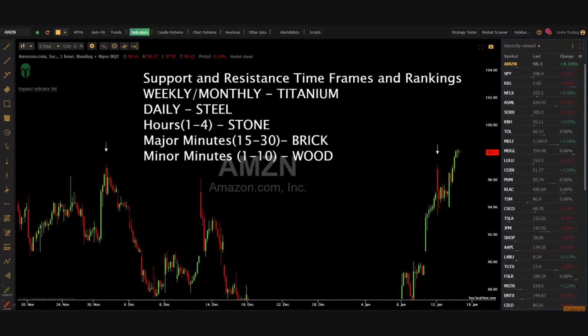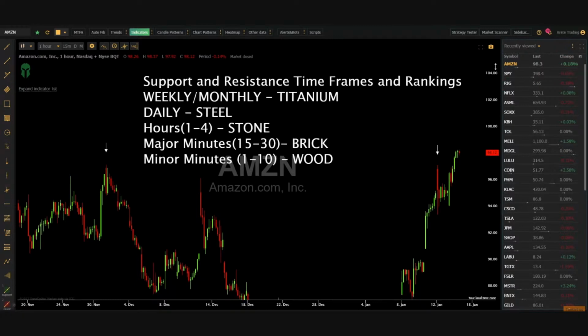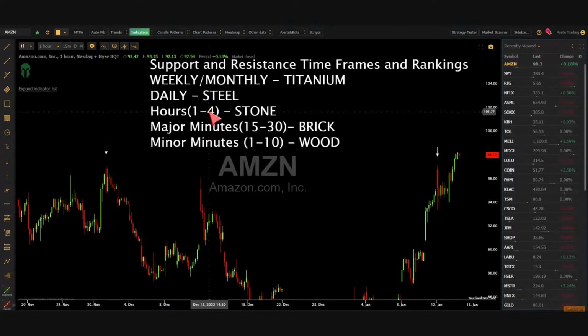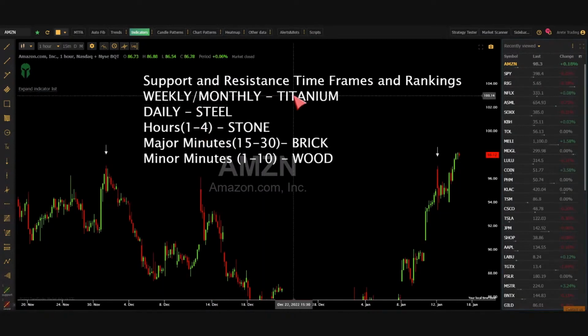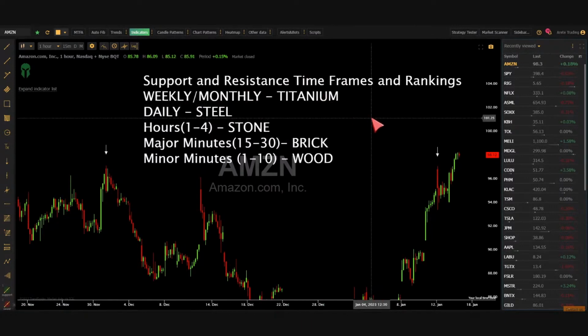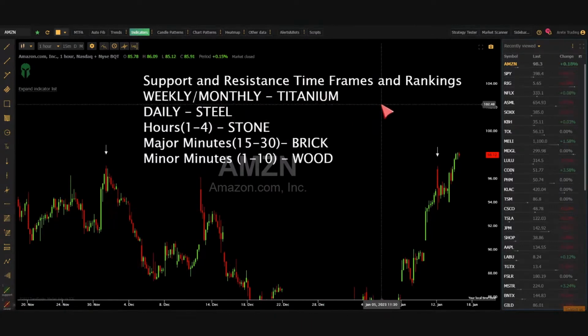Support and resistance. There are time frames and rankings to orders, and then there are times when these are best utilized. We'll get to that in a moment. But what I want you to really take away from this is weekly and monthly support and resistance lines. Think of them as titanium, meaning nothing is stronger than that. Nothing is going to break that. I use titanium. You could use diamond, whatever you want to use. For me, it fit with building material.